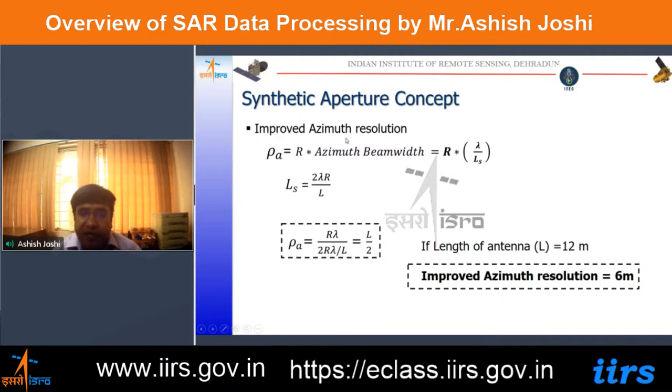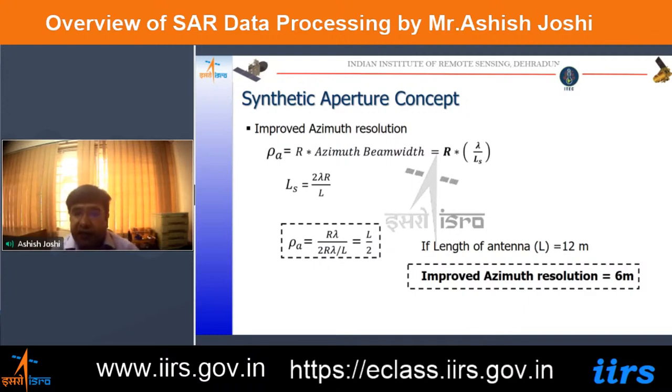Now this improved azimuth resolution is given by the azimuth beam width, or LS, which is equal to 2 lambda R by L. If we substitute this LS value here, then we get the azimuth resolution equal to L by 2. So for the normal SAR, we get a resolution of L by 2. So if the length of the antenna is 12 meter, we get an azimuth resolution of 6 meter. Okay, so this is the basic concept of the synthetic aperture.